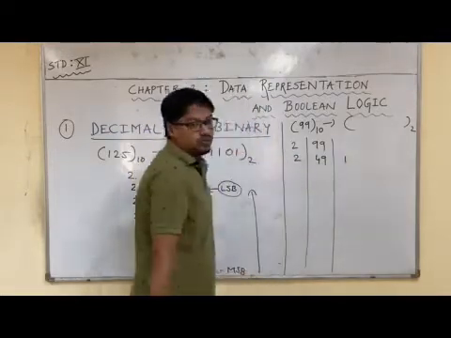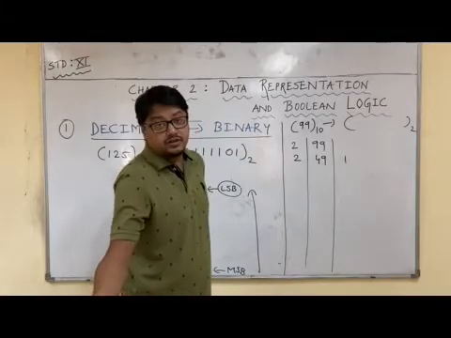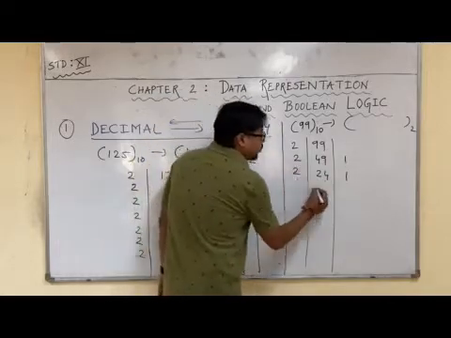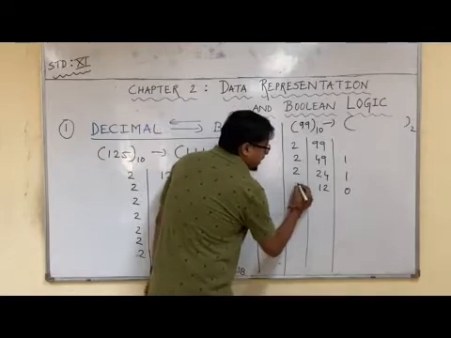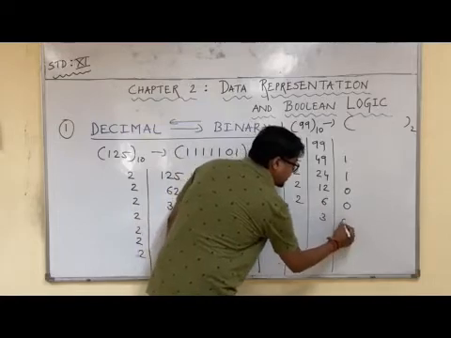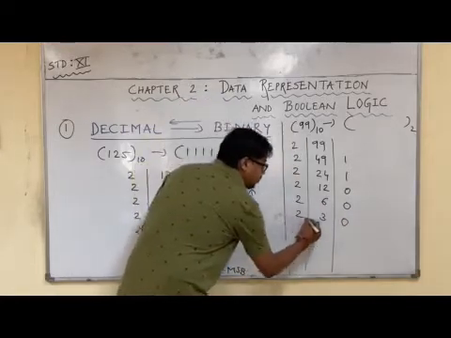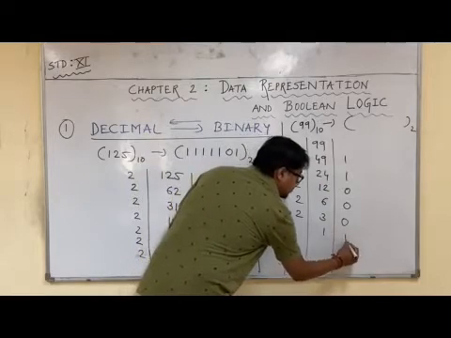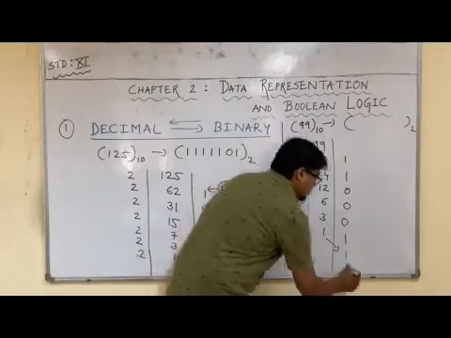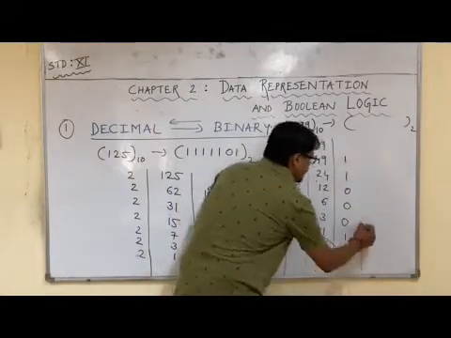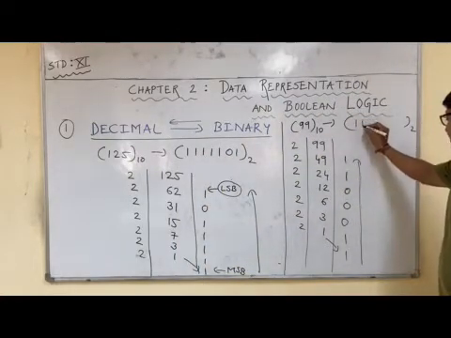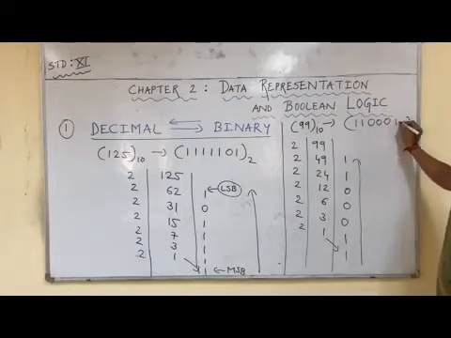Dividing 49 by 2. 24 will give us 48, so it is 24. Remainder is 1. Dividing 24 by 2, 12. Remainder is 0. Dividing 12 by 2, 6. Remainder is 0. Dividing 6 by 2, 3. Remainder is 0. Dividing 3 by 2, 1. Remainder is 1. And finally, division of 1 by 2 is not possible, so we will carry this here. So this is our MSB. This is our LSB. Writing the answer in reverse order, 99 can be expressed as 1 1 0 0 0 1 1.